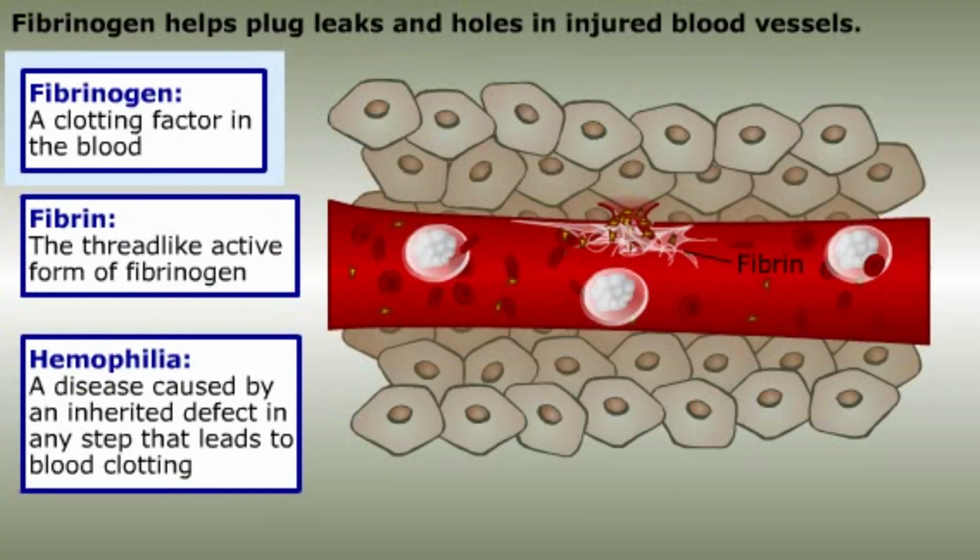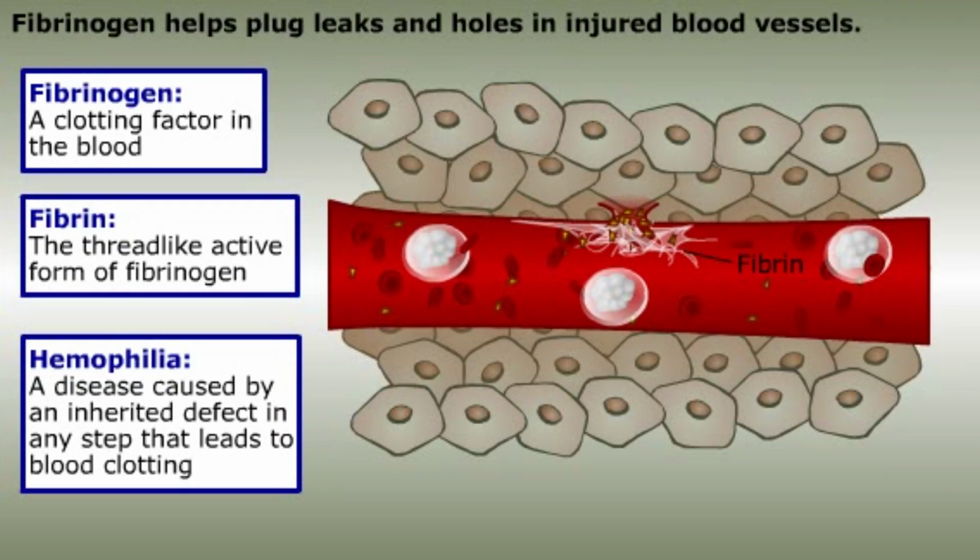Fibrinogen is a clotting factor that helps plug leaks and holes in injured blood vessels. Normally, enzymes keep fibrinogen in its inactive form, so your blood doesn't clot when it isn't supposed to. When a leak occurs, a complex series of reactions converts fibrinogen to its active form, fibrin. The thread-like fibrin molecules form a patch-like network that traps other cells, forming a clot.